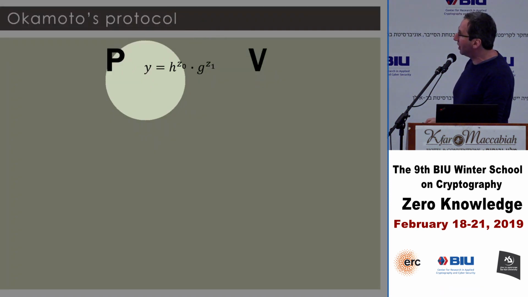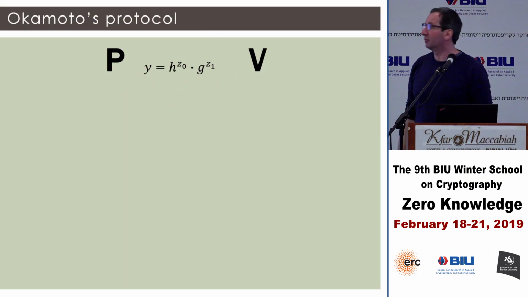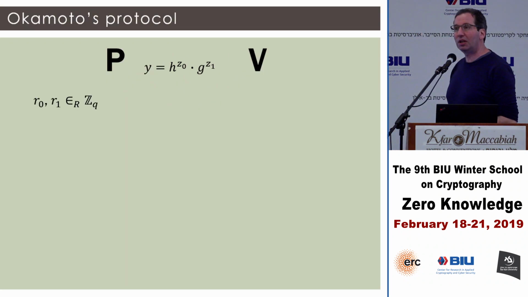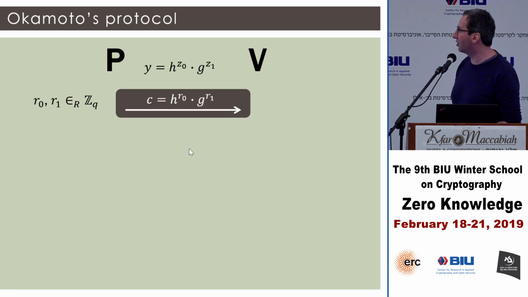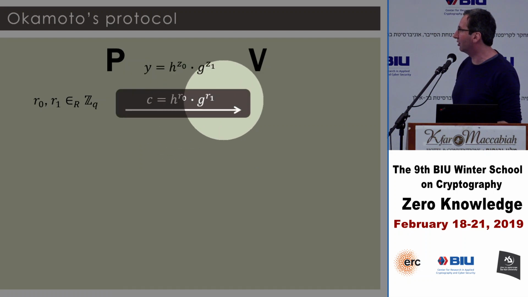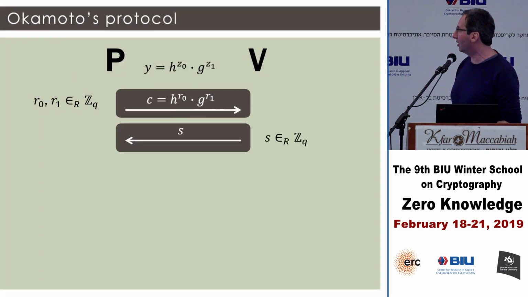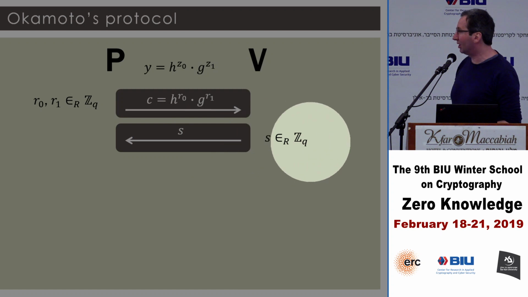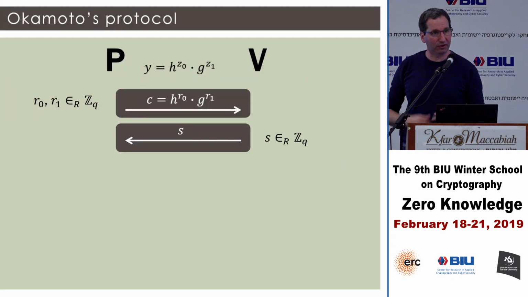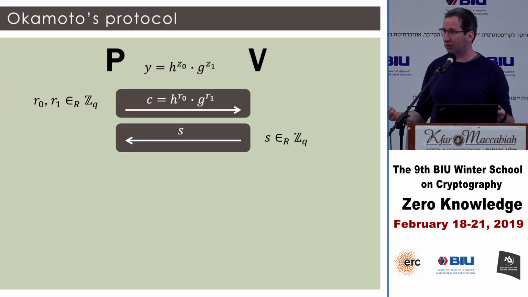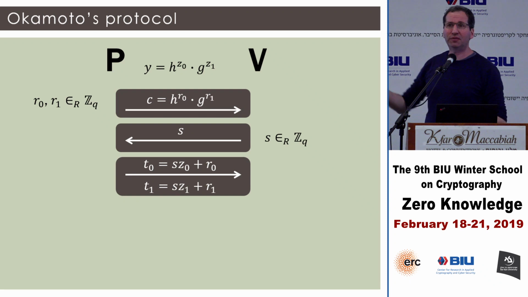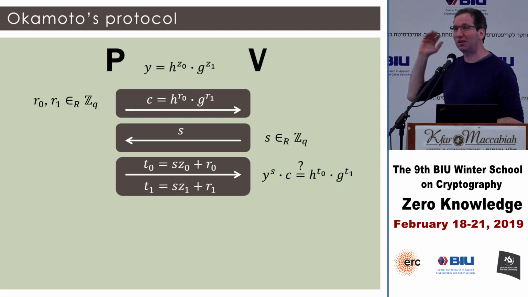So you have a statement y with multiple witnesses. And the protocol is just a proof of knowledge of either z0 or z1. The protocol goes as follows. You send h to the r0 times g to the r1. You get a challenge s. s is a random element in Z_q. It's a very long element. The challenge is long, and the soundness error is negligible, it's 1 over q. And then you give one of two answers and verify something in the exponent.